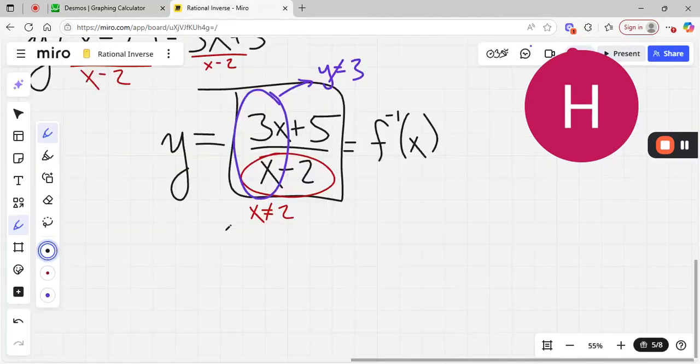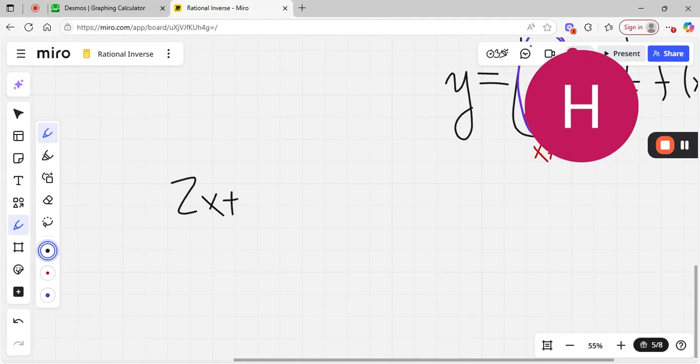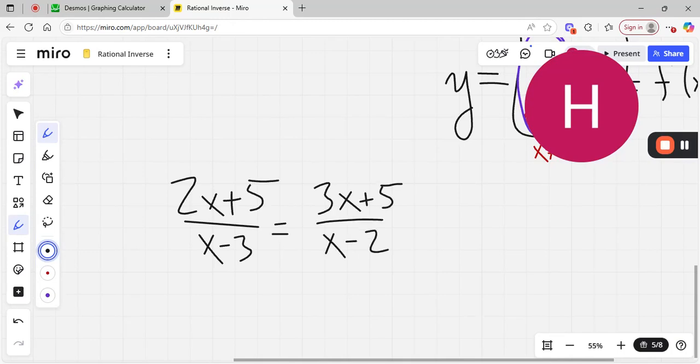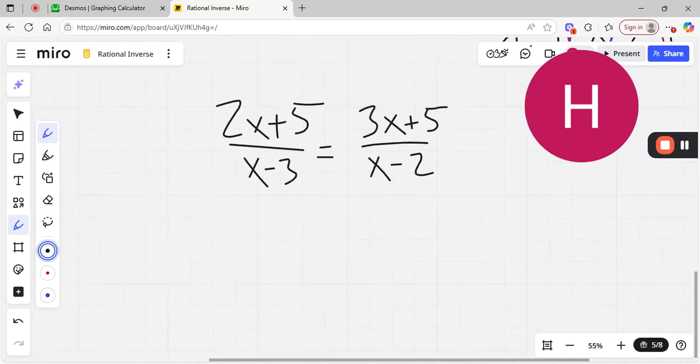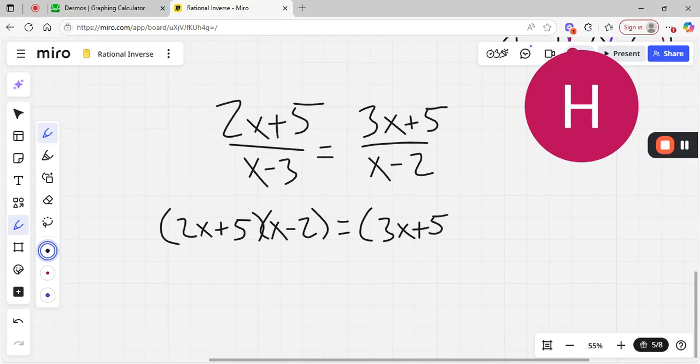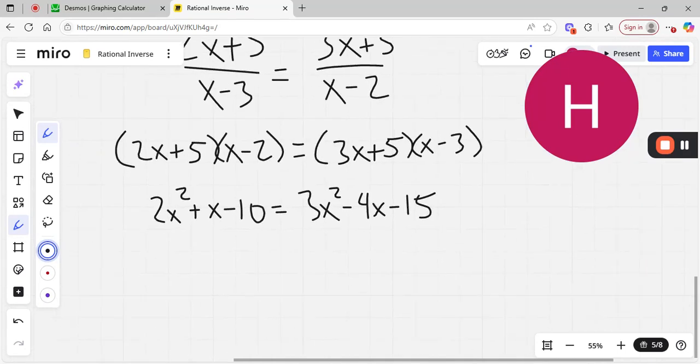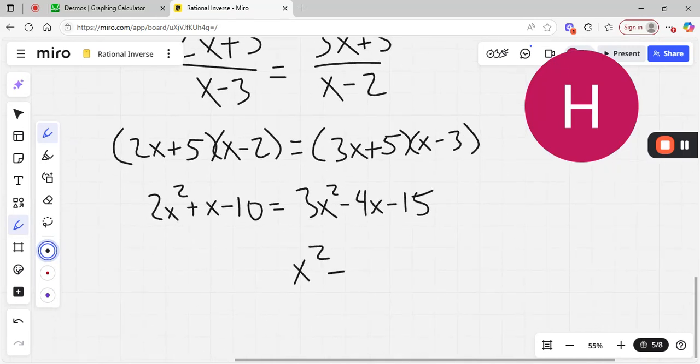If we wanted to solve this algebraically, by the way, we would have to say 2x plus 5 over x minus 3 equals 3x plus 5 over x minus 2. So we would cross multiply these and get 2x plus 5 times x minus 2 equals 3x plus 5 times x minus 3. And of course, we can solve this quite easily. These are just some basic FOIL multiplication practice. Minus 4x minus 15. Move everything to one side, and we get a quite nice quadratic, to be honest.